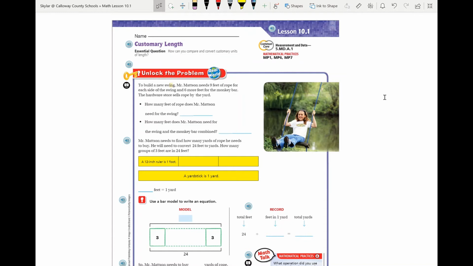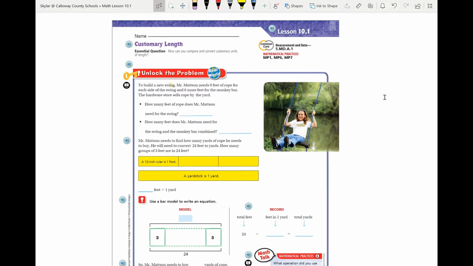What it means by customary length, well, we either have metric, which is the system that uses the meter, hence metric, or customary, which is what we tend to use in America, the inches, the feet, the yards, and the miles. So whenever we are working with this, we are going to be converting different lengths, like converting inches to feet, feet to yards, yards to miles, all of that jazz. So let's go on ahead and get started.